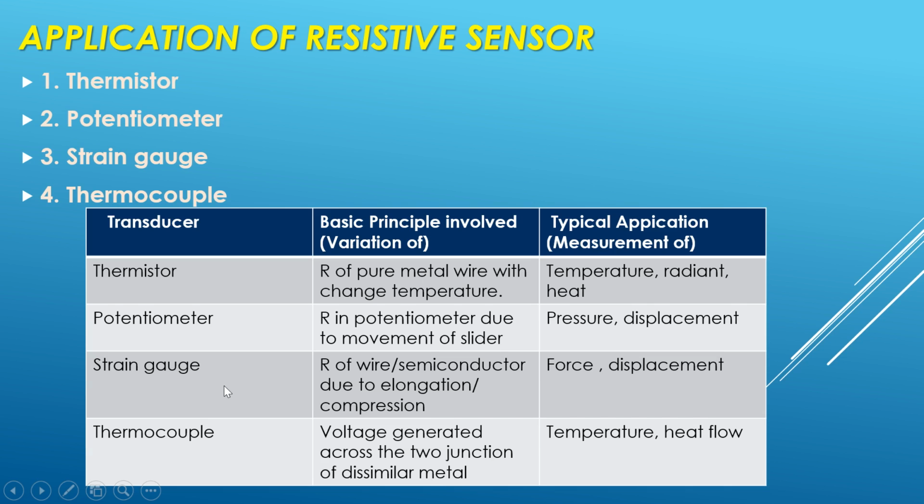The third is strain gauge. Its basic principle is the resistance change of a wire or semiconductor due to elongation or compression. Its typical application is force and displacement. The fourth one is thermocouple. Its basic principle is voltage generated across the two junctions of dissimilar metals, and its typical application is temperature and heat flow.